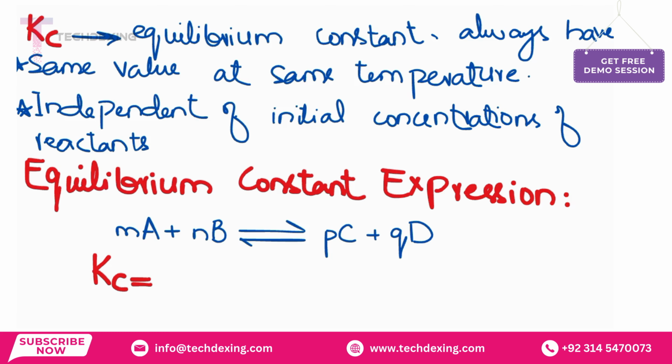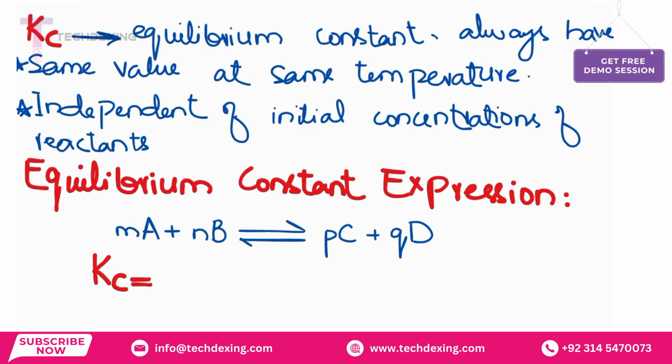Which it will be BC plus QD over MA over MB. Okay, so I have told you that what is present as the coefficient in your equation would be made the exponent in the equilibrium constant expression. Okay, so write it down.